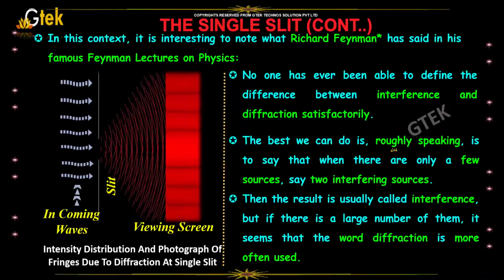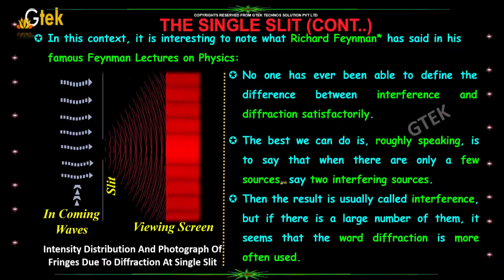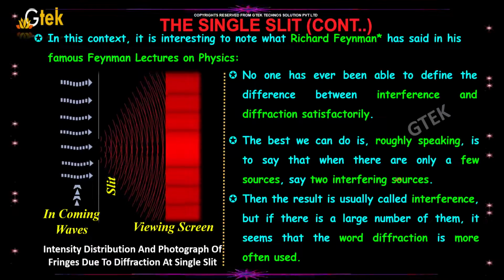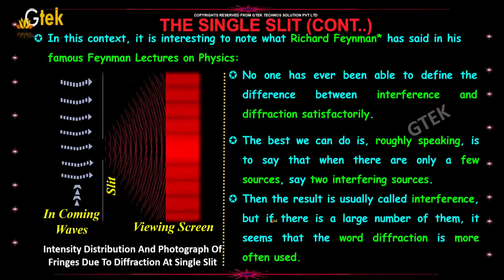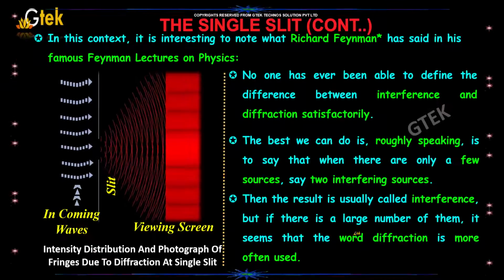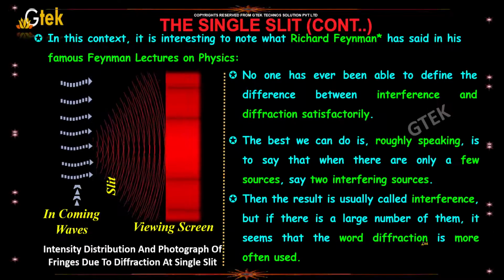The best we can do, roughly speaking, is to say that when there are only a few sources, say two interfering sources, then the result is usually called interference. But if there is a large number of them, it seems that the word diffraction is more often used.